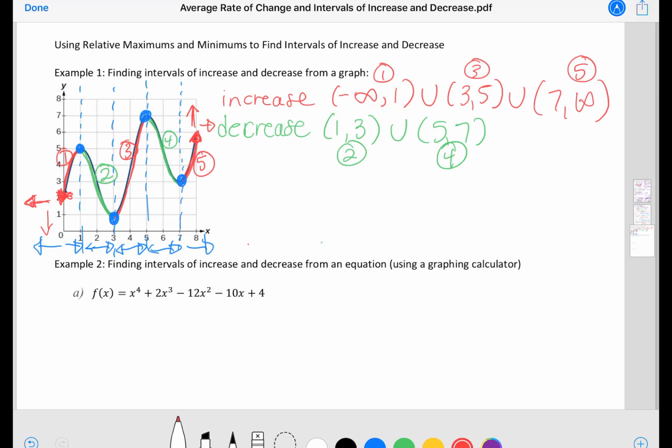When you look at the graph, if you're given a graph, you just want to look to see where your breaking points are. Those are your mins and your maxes. That's going to break up your intervals of increase and decrease. Then you're just going to look to see, when you're tracing the graph, where you're going up and where you're going down, when you're scanning it left to right, and that will tell you where you're increasing and decreasing.